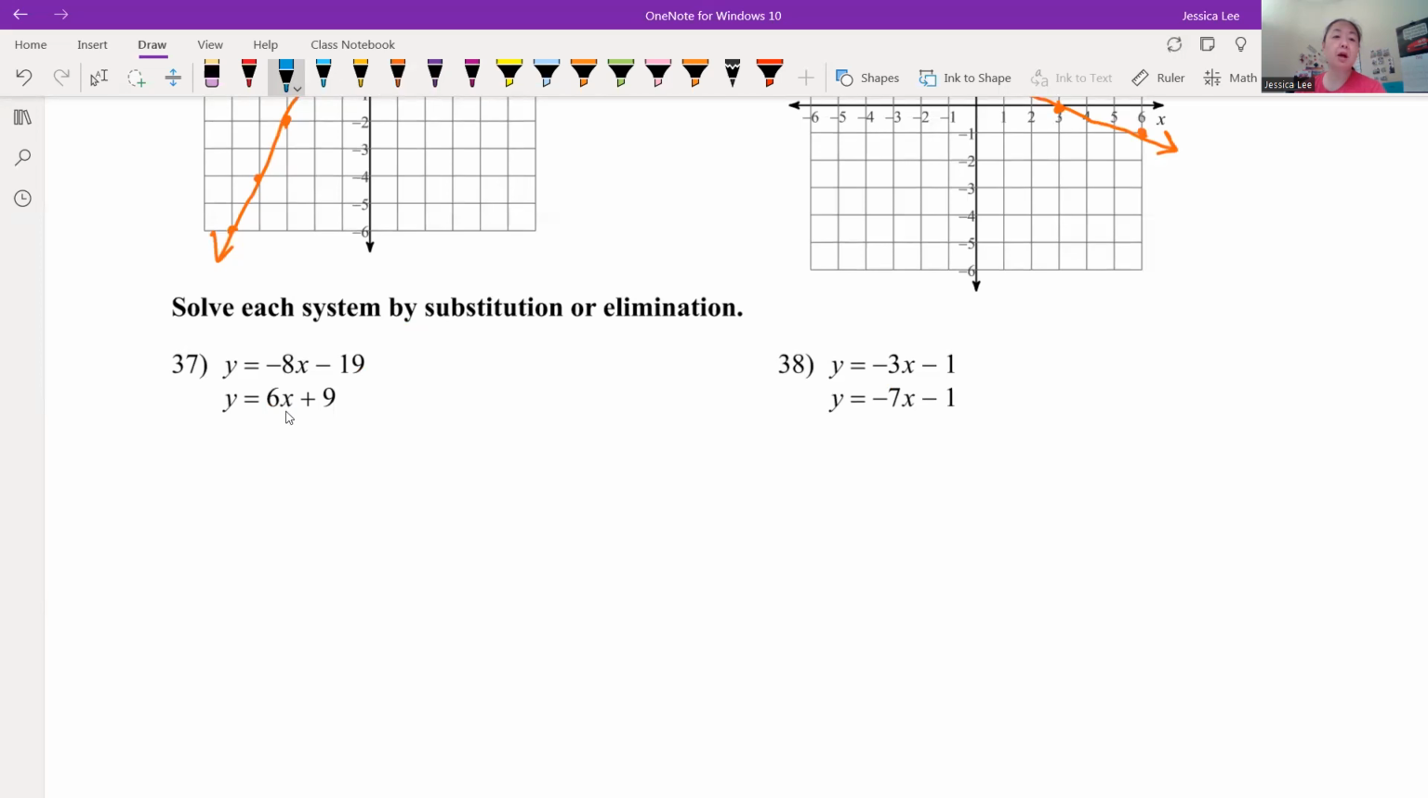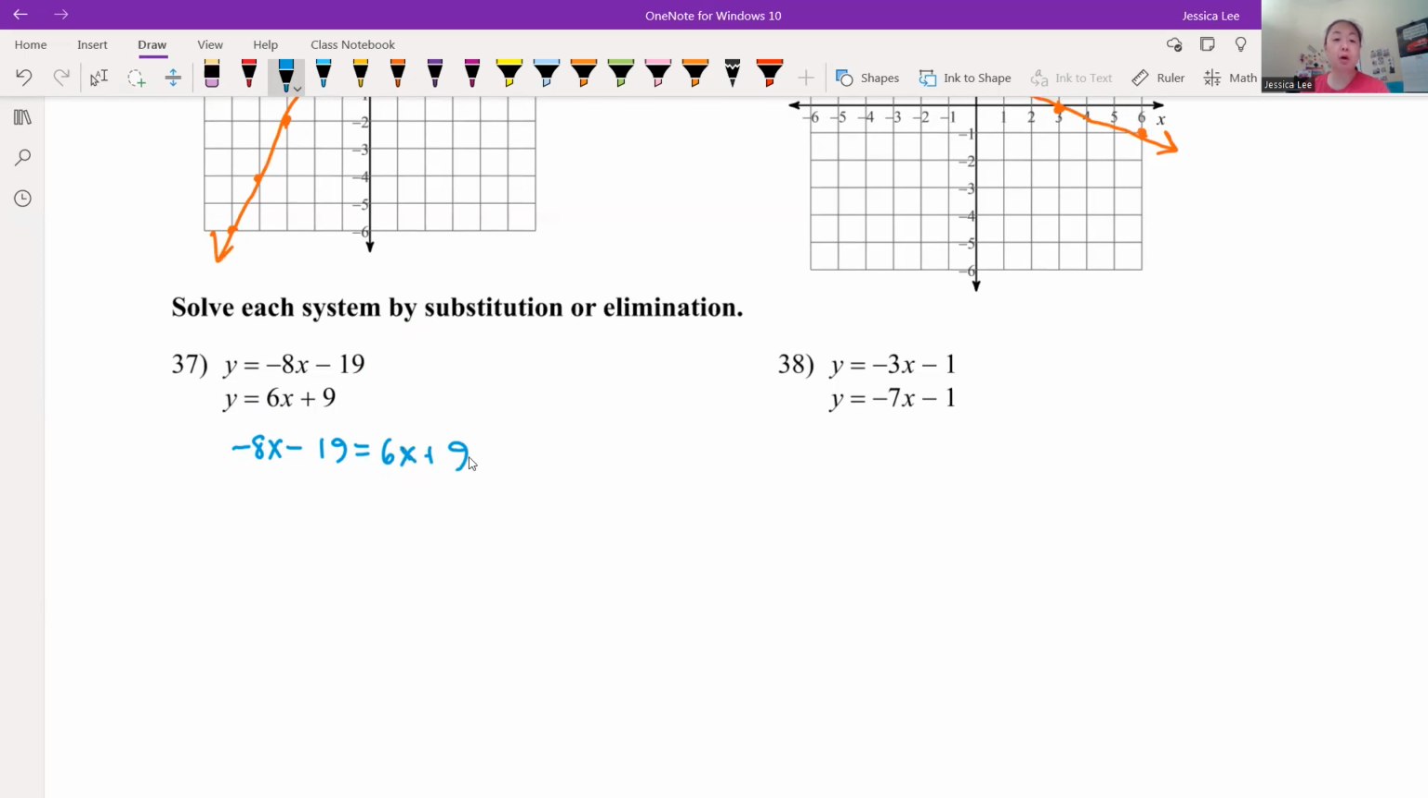So instead of just trying different numbers for x and seeing if it gets the same y, we're actually going to solve this algebraically so we don't have to try so hard, right? We know that y is equal to both of them, so I can set these two equal to each other. So -8x minus 19 has to equal 6x plus 9. The reason we know that is because they're both equal to the same thing, which is y. We don't know what y is, but we know that they are both equal to it, which means they're equal to each other.